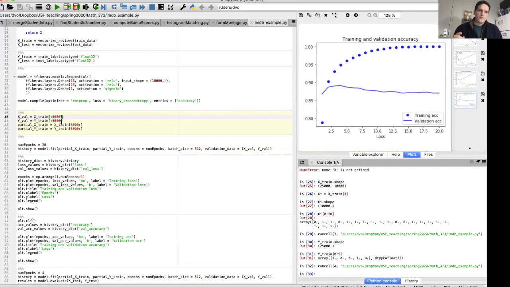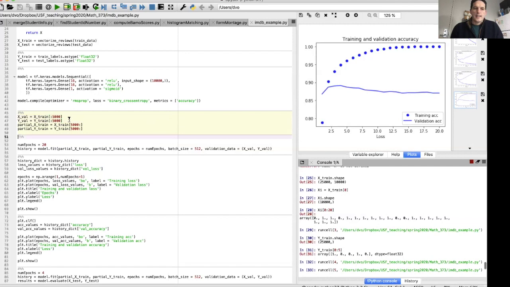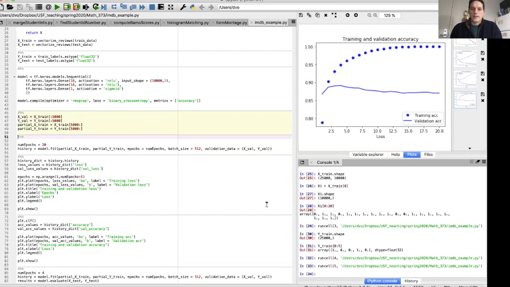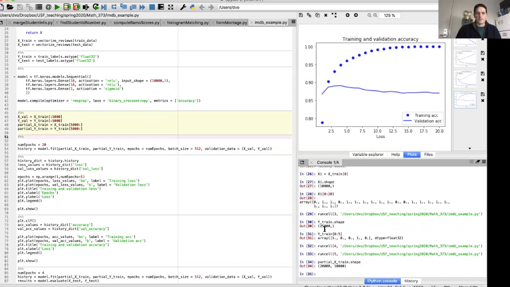And so that's what we're doing in this section of code here. We're dividing the training data into two sets. The validation data set, which is going to have 5,000 examples, and then the data that we're actually going to train our neural network on, which is going to have 20,000 examples. So let's look at partial x train.shape, 20,000 examples that we're going to use.